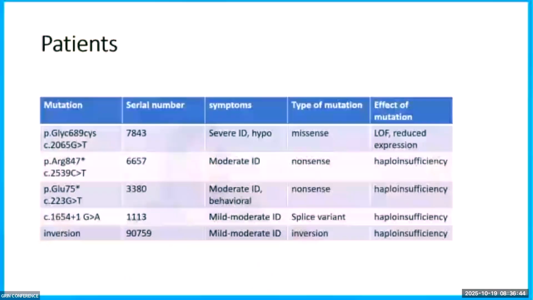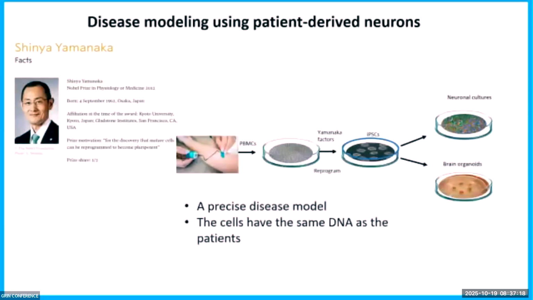The patients that we're working with, we have a total of 5 patients. We can see here their mutations. So different types of mutations, it's 5 different mutations, including a missense mutation, several nonsense mutations, a splice variant, and an inversion mutation. And the patients have different disease phenotypes, starting from mild to moderate intellectual disability to severe intellectual disability. And we can see here the effect of the mutation.